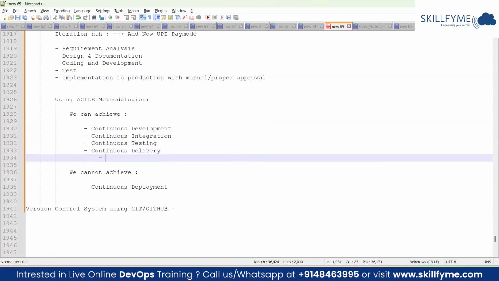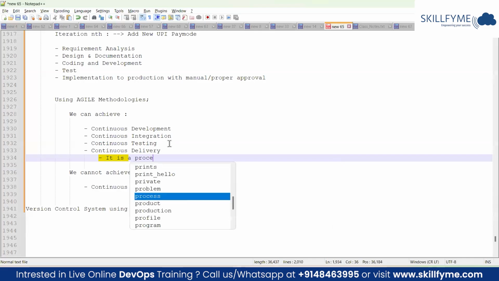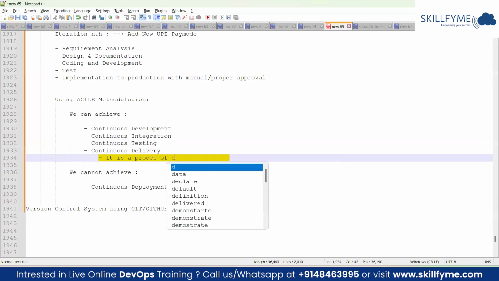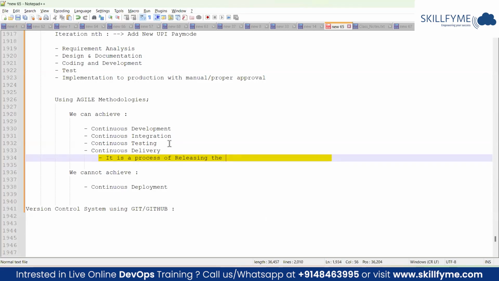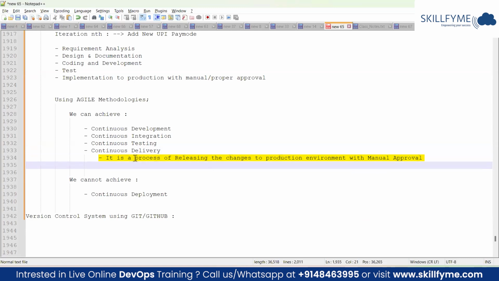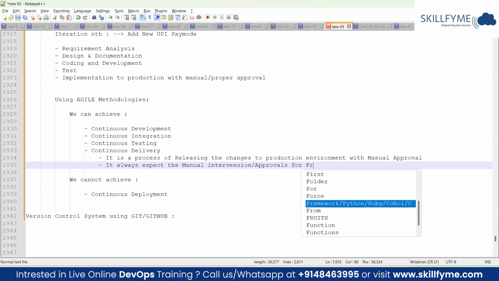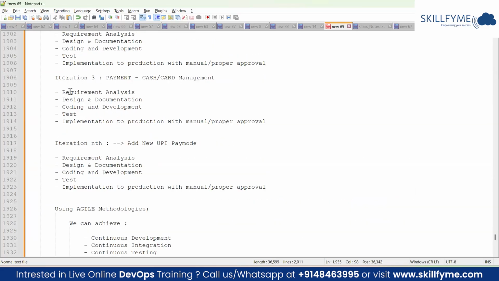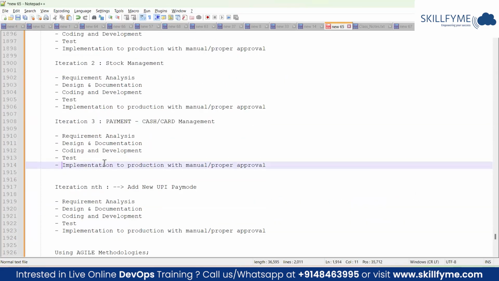Correct? Let's say continuous delivery is the process of releasing the product, or I can say the changes, to the production environment with manual approvals. So continuous delivery is a process that always expects manual intervention or approvals for production release. That is the reason, if you can see here, at each and every iteration, I use the term implementation to production with manual or proper approval.